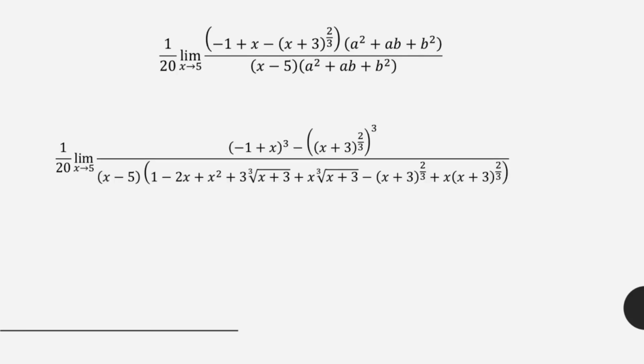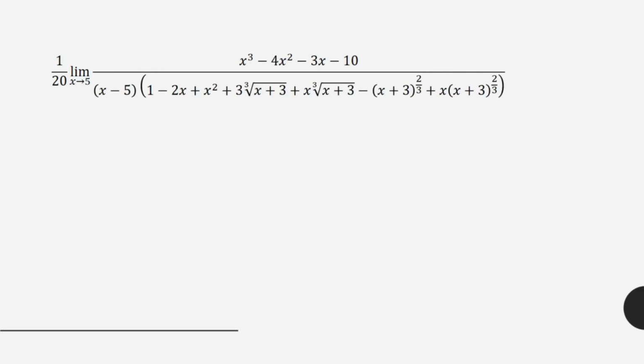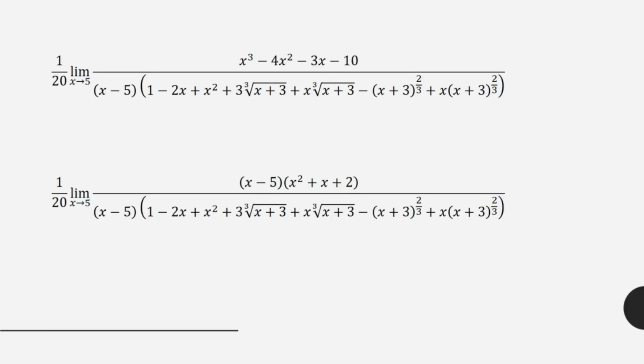When I do that, I get a cubed minus b cubed. Again, a was negative 1 plus x, and b was (x plus 3) raised to the 2/3 power. When I expand it and simplify, I get x cubed minus 4x squared minus 3x minus 10. Next step is to factor x cubed minus 4x squared minus 3x minus 10, and we can factor that into (x minus 5) times (x squared plus x plus 2).